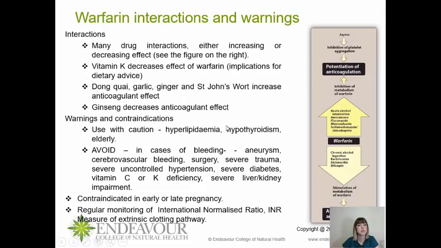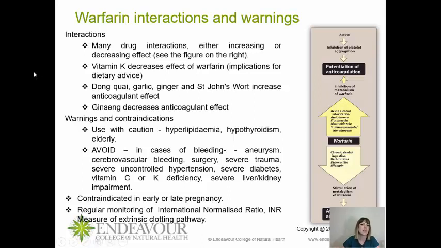Things like hyperlipidemia and hypothyroidism are going to decrease coagulation in the body. You certainly shouldn't take it in any cases of active bleeding, in people who have aneurysms or cerebrovascular bleeding. It has to be avoided during surgery, so you'll see people going off their warfarin before a surgery occurs. It's going to be a problem if there's been any severe trauma, severe uncontrolled hypertension where you can get damage to blood vessels occurring, and the damage to blood vessels that comes with things like severe diabetes.